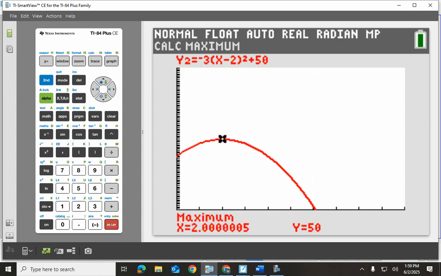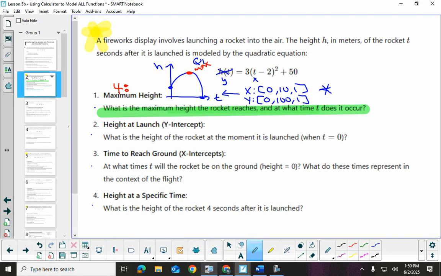So there we are. Our x is 2 and our y is 50. What does that mean? It means 2 seconds after takeoff, it had a maximum height of 50 meters. You should have done a ton of those last year.